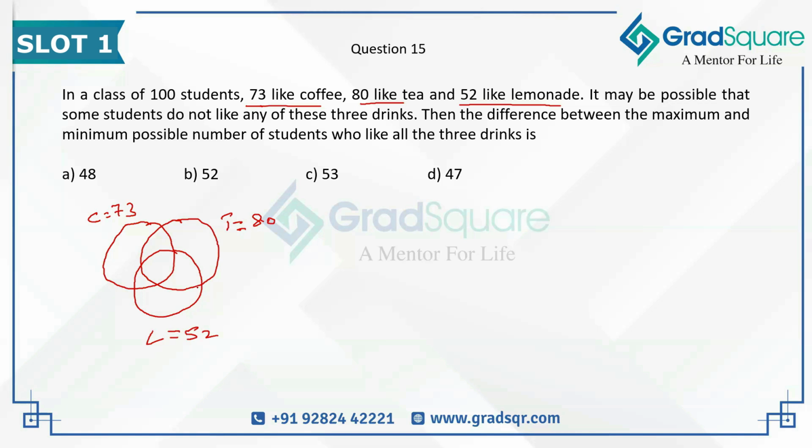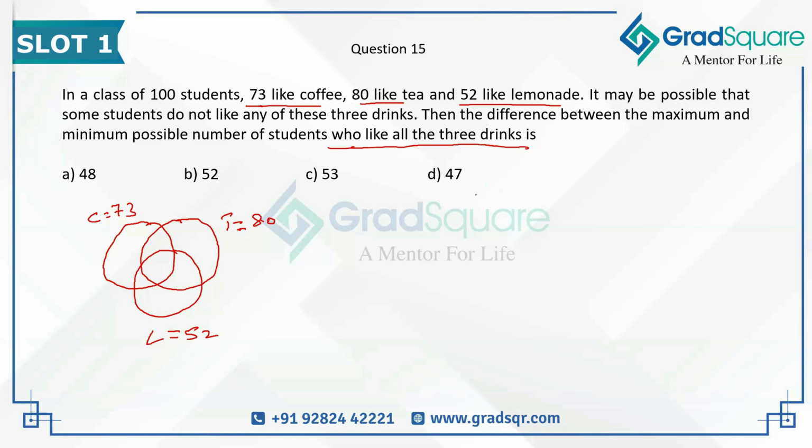It may be possible that some of these students do not like any of the three drinks, very clearly given to us. Then the difference between the maximum and minimum possible number of people who like all three drinks is what they're concerned with. The difference between the maximum value of that and the minimum value of that.